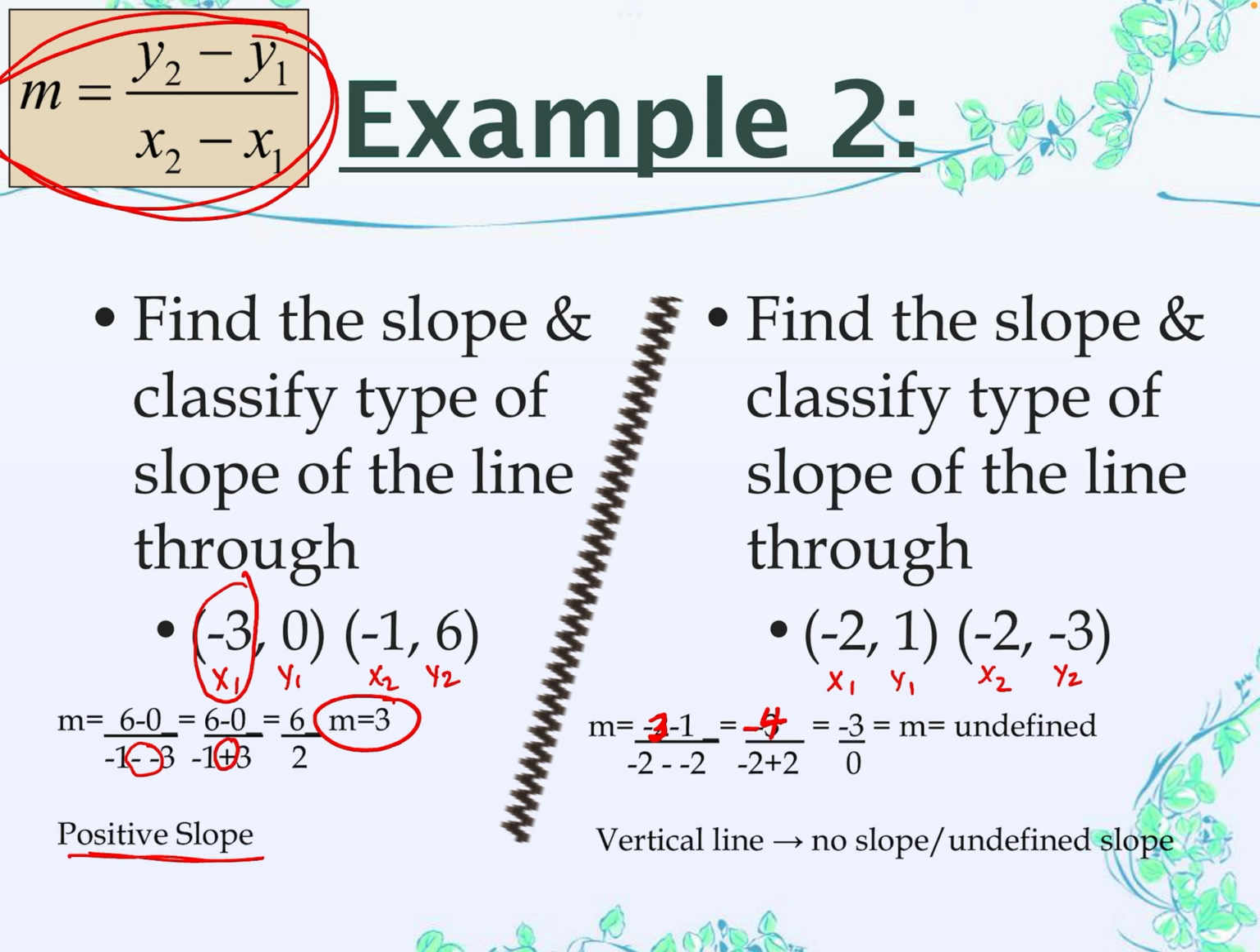And on the bottom, -2 minus -2. Well, again, we have a double negative. We're subtracting a negative. -2 plus 2 is 0. This should be a -4 on the top, but it really doesn't matter. Why doesn't it matter? Well, when we divide any number by 0, we get undefined. So our slope is undefined. So this is a vertical line because it has no slope. It's an undefined slope.